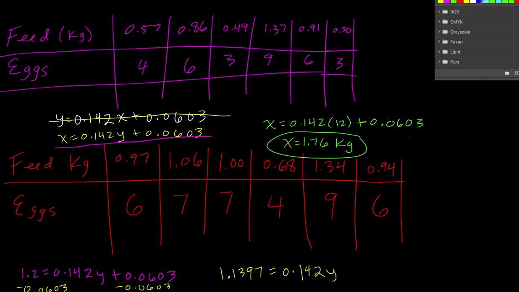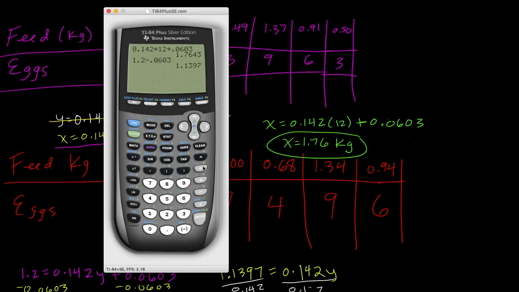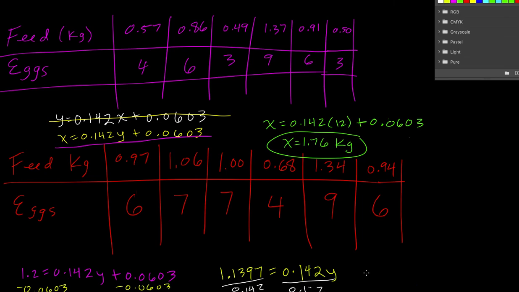Okay, now we're going to divide both sides by 0.142. Go to the calculator, divide that last answer by 0.142. We get 8.03, which we're going to round to the nearest whole egg because it doesn't make sense past that. So y is equal to 8 eggs. So in other words, if we feed them 1.2 kilograms, we expect to get about 8 eggs in a fortnight.